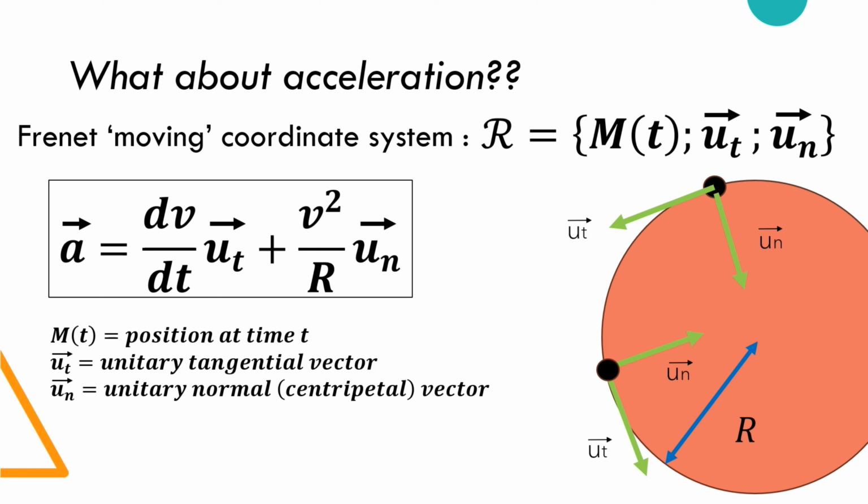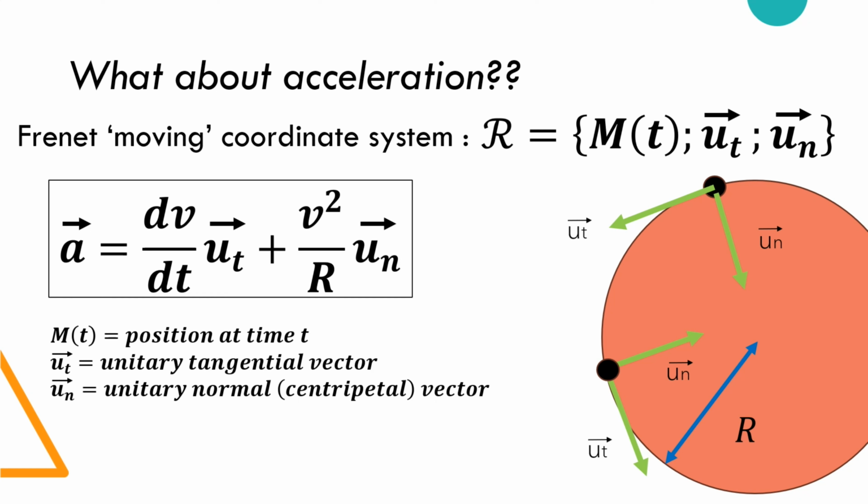So instead what we do is we define a moving coordinate system, a movable coordinate system, which we define by the position, m of t, of the object at a specific time, a unitary tangential vector, which is tangential to the circular path, and a unitary normal vector, which normal just means perpendicular to the tangential vector. And because it is normal to the tangential vector, it is also centripetal. It points towards the center.